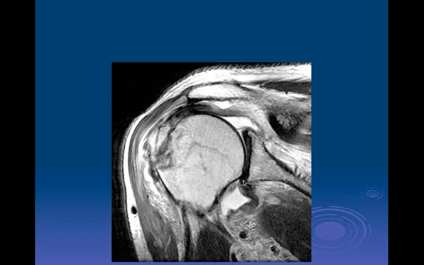And then here, this is actually an inferior flap tear of the labrum, an unstable displaced flap tear of the labrum. And a little higher up, we can see the tear extending into the anterior labrum there. And this is just what the flap tear looks like in cross-section. Okay.